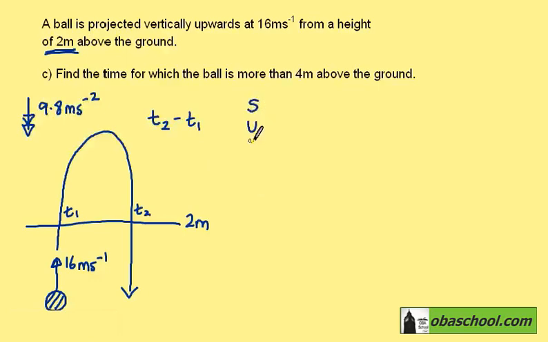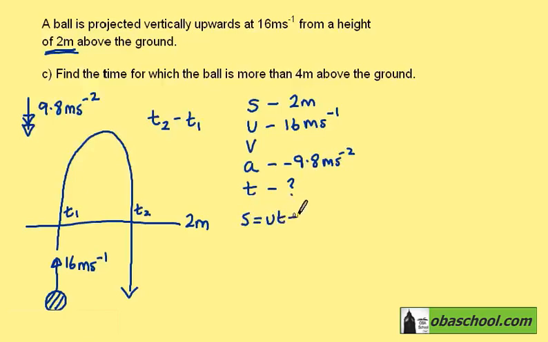We collect our information using SUVAT in the normal way. s is 2 meters. The initial velocity is 16 meters per second. We're not interested in final velocity. The acceleration is minus 9.8 meters per second squared in the opposite direction to the velocity, therefore negative. And we're after the time. These quantities are related by s equals ut plus a half at squared.